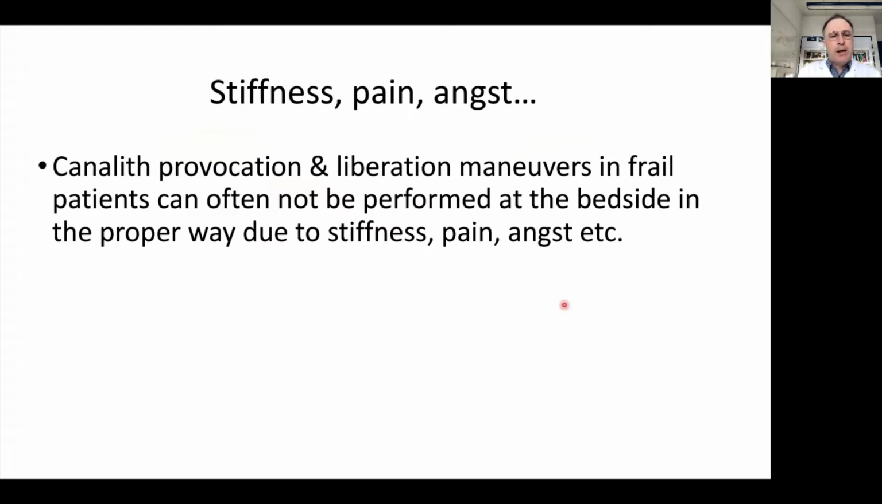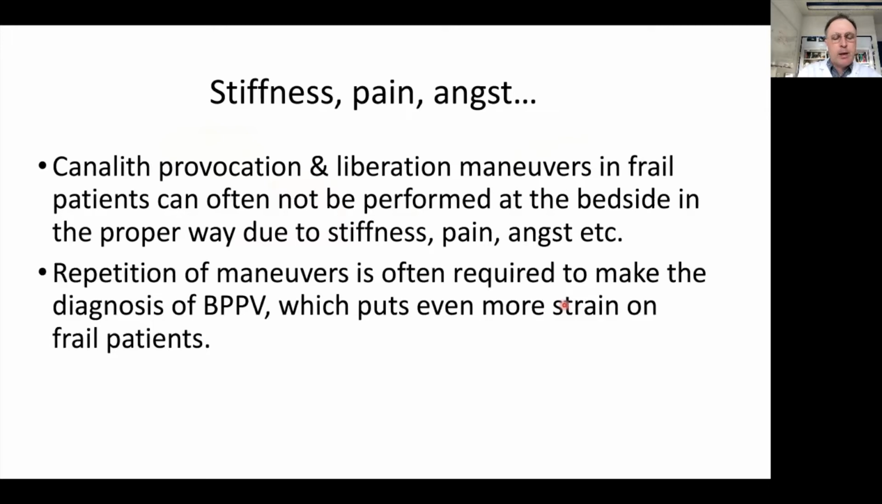So the canalith provocation and liberation maneuvers in frail patients can often not be performed at the bedside in a proper way due to stiffness, pain, angst, and other reasons. And as you are aware, many times the maneuvers have to be repeated in order to make the diagnosis, and this puts even more strain on the frail patients.